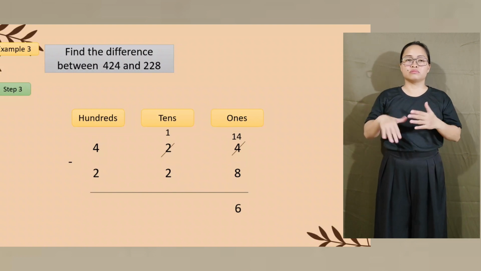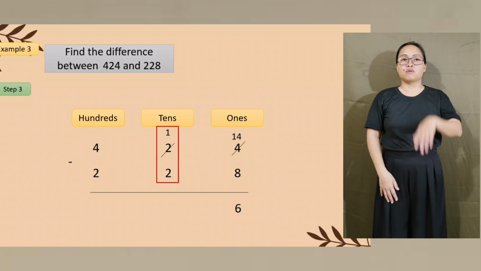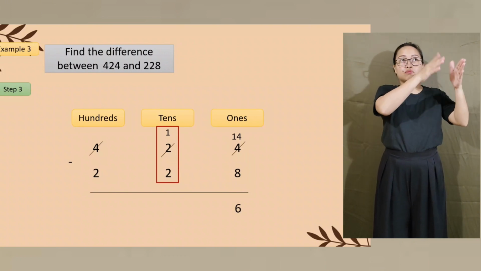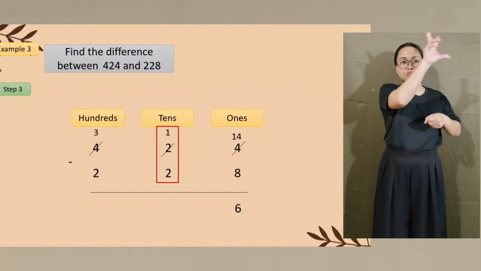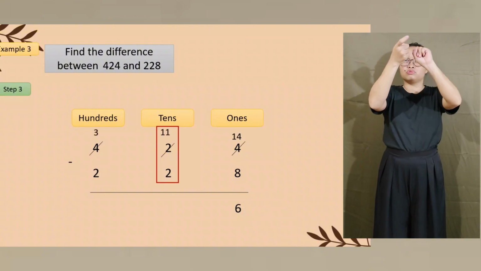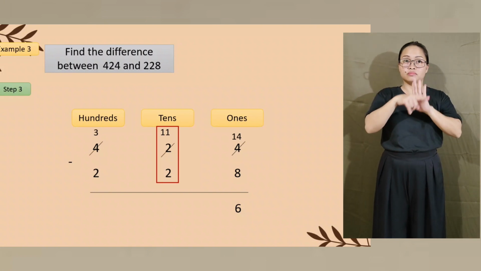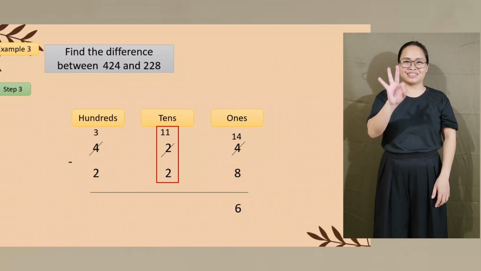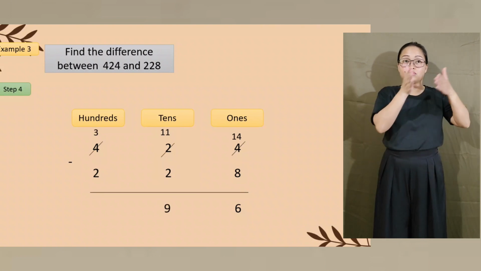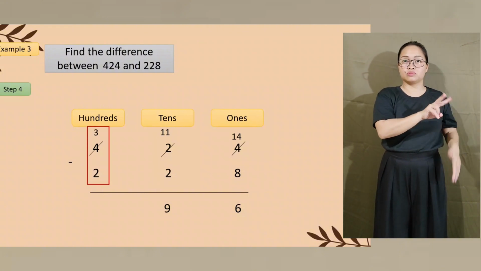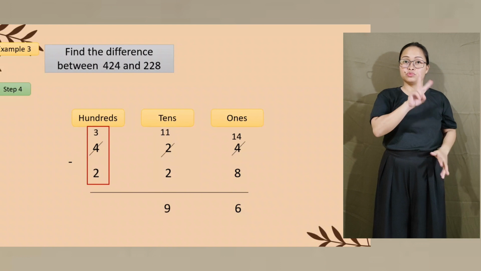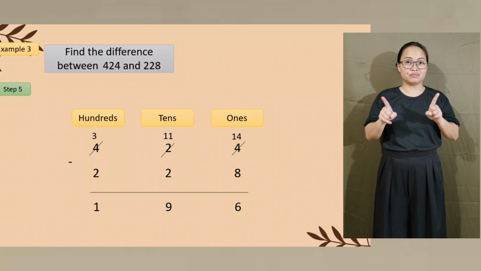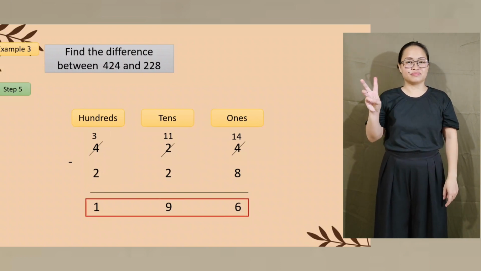Now since 1 minus 2 is not possible, we have to borrow from hundreds place. So 4 in hundreds place becomes 3, while 1 in tens place becomes 11. So 11 minus 2, let's take away 2 from 11. The answer is 9. Lastly, 3 minus 2. So subtract 2 from 3, we get 1. So the difference between these two numbers is 196.